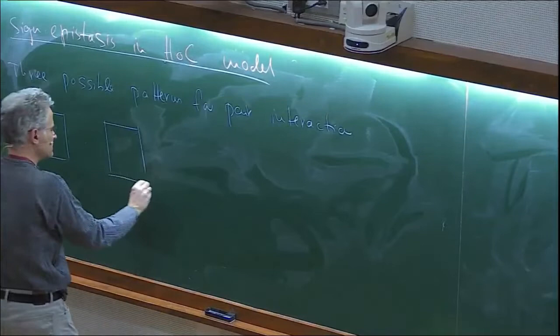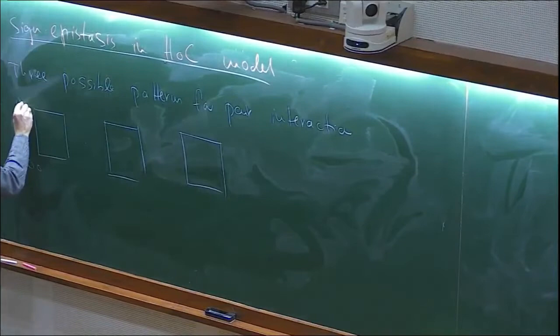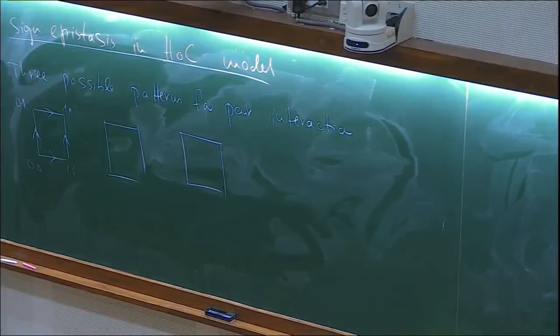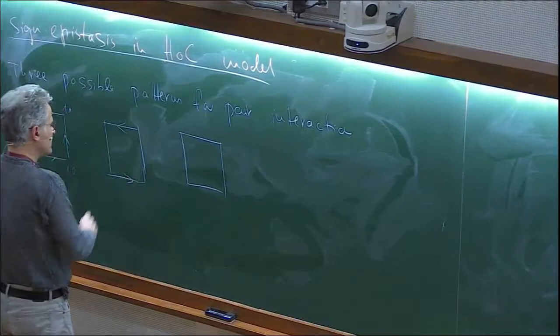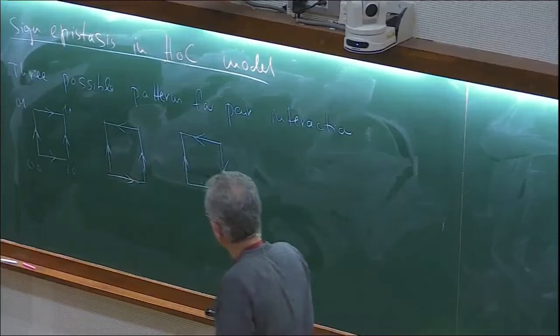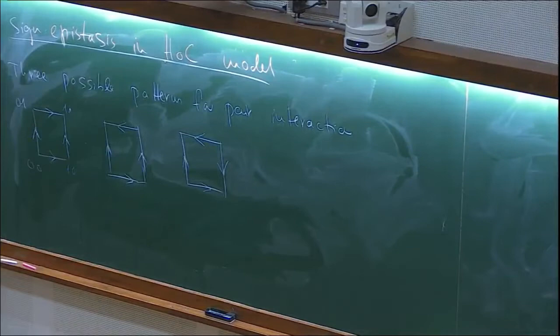This is always the two single mutants and the double mutant. There is a situation where all the arrows on adjacent or opposite sides are parallel: there is no sign epistasis. We can have single sign epistasis, and we can have reciprocal sign epistasis. So these are the three basic patterns. For the House of Cards model, it's easy to show, and it's in some sense also contained in problem number three, that each of these three situations is equally likely.